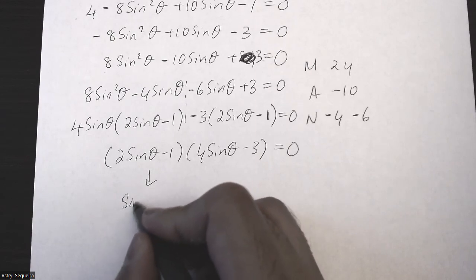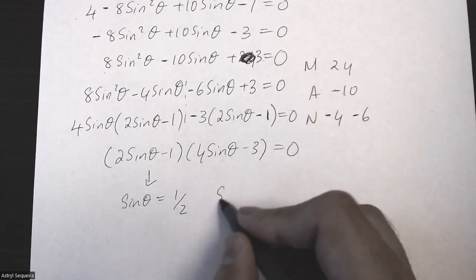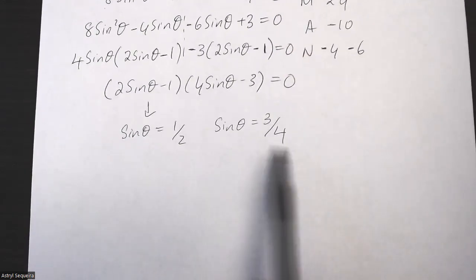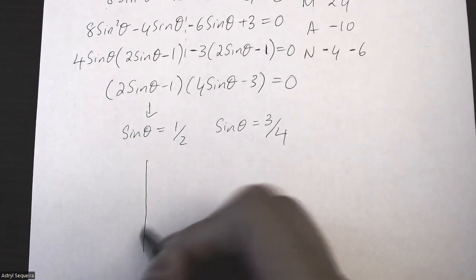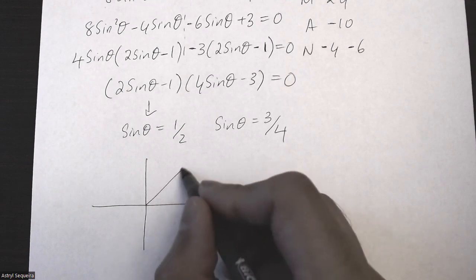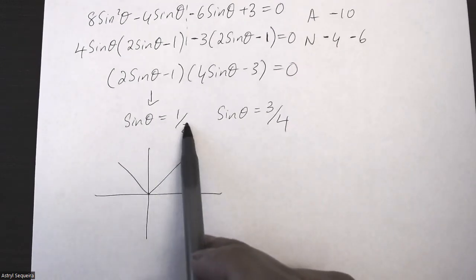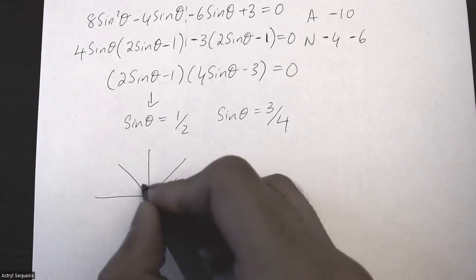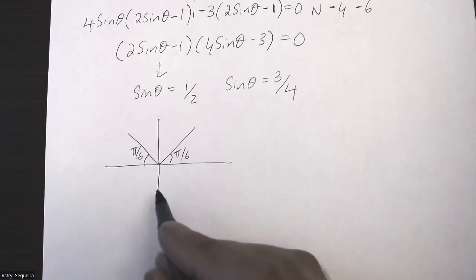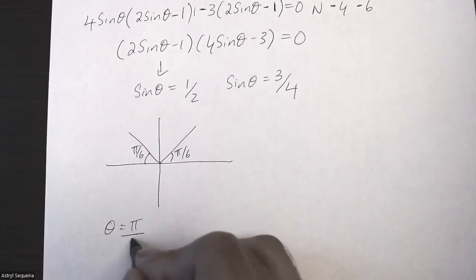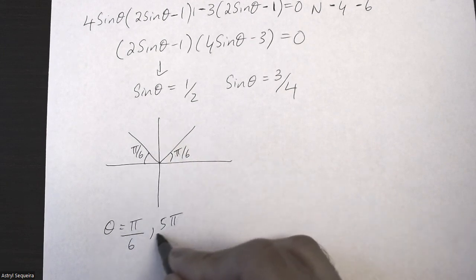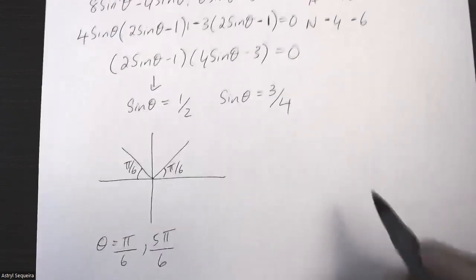So here my solution for sine theta is 1 over 2, and over here my solution for sine theta is 3 over 4. I can solve both of these using the CAST rule. Using my CAST rule, I know sine is positive in my first two quadrants. Find the acute angle. In this case, you can use your calculator, or you can use special triangles. Either way, you should get the acute angle to be pi over 6. And then my first solution is just pi over 6 right there. My second solution is pi minus pi over 6, which is 5 pi over 6.